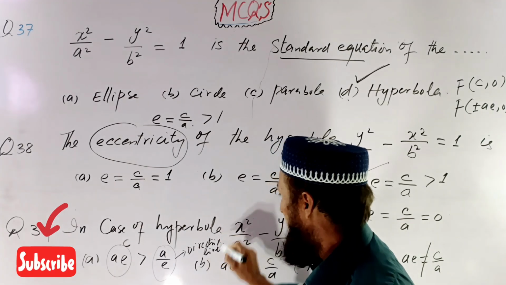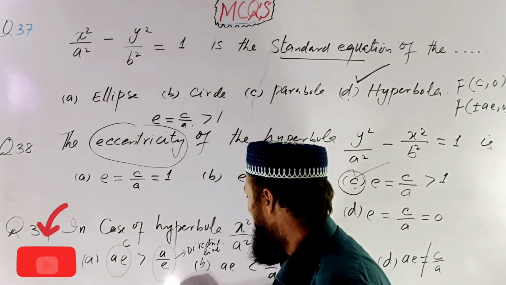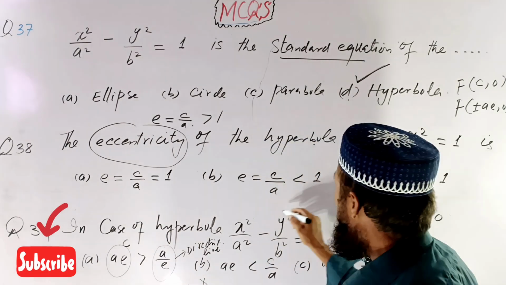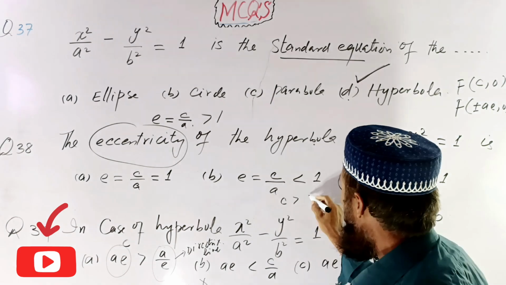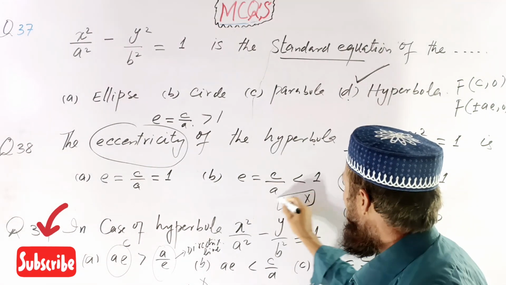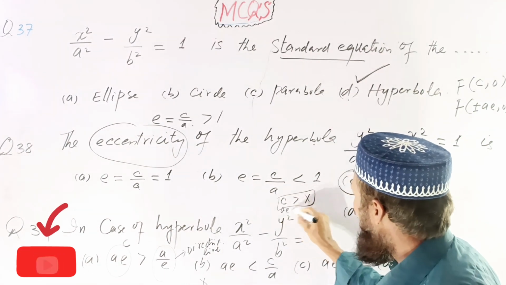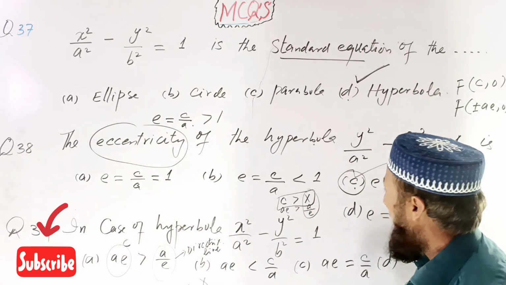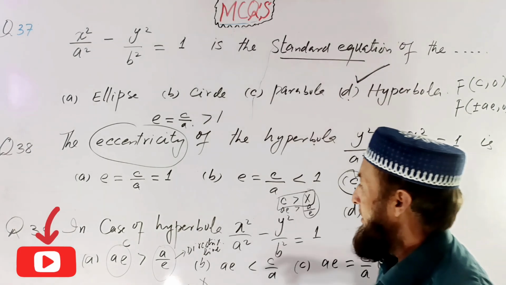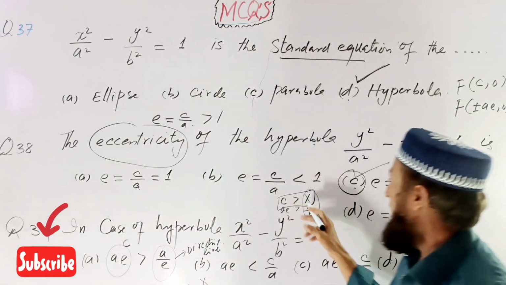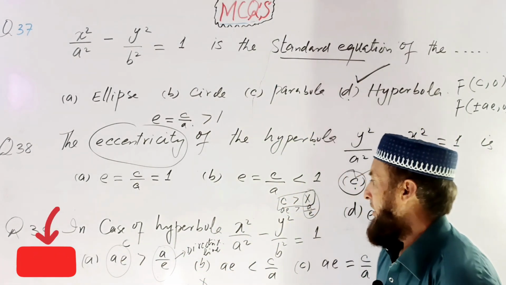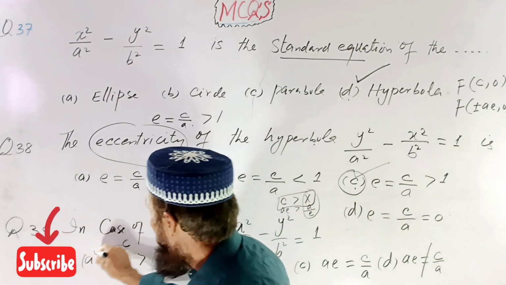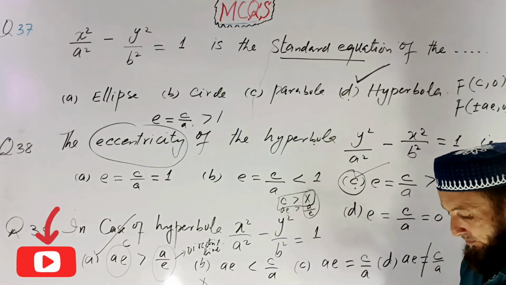The directrix line is given, and it is represented by x. So c must be greater than the directrix line. That is, ae is greater than x, where x is a divided by e, the directrix line. This is the case for the transverse axis. So here option A is the correct option.